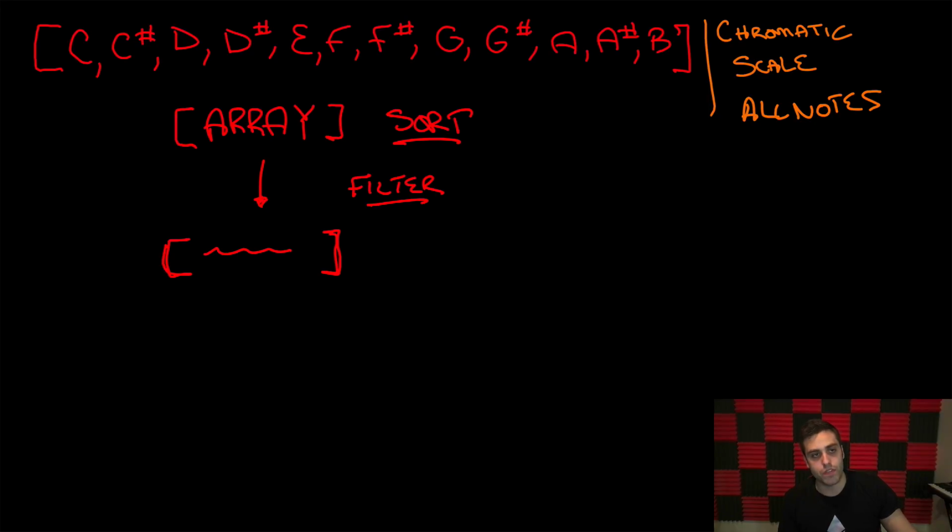So if we only took the first 3 elements of the array, we'd end up with C, C sharp, and D of size 3, and that would be called a filter. And by sorting and filtering this chromatic scale in predictable ways, we can generate smaller scales that we're going to use all the time in music.